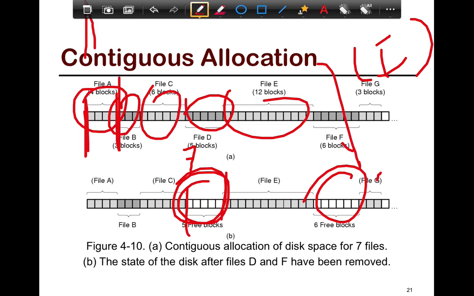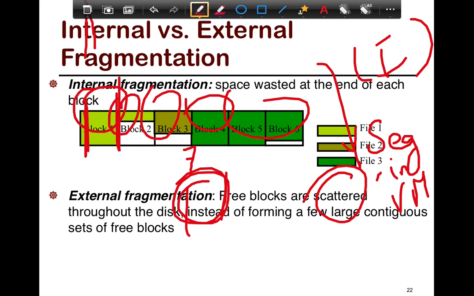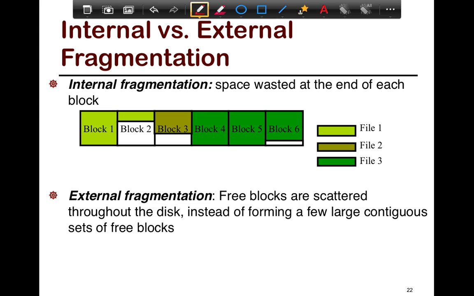Continuous allocation is similar to segments in VM, in the sense that they try to allocate continuous data, which is not really feasible, and so they would have to deal with fragmentation issues. There are two types of fragmentation they have to deal with. Internal fragmentation, where if the block size is too big and the file is too small, you waste all this white space. And you also have external fragmentation, where free blocks are scattered throughout the disk.